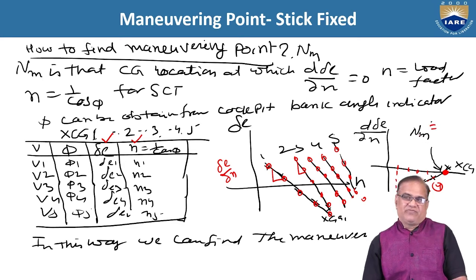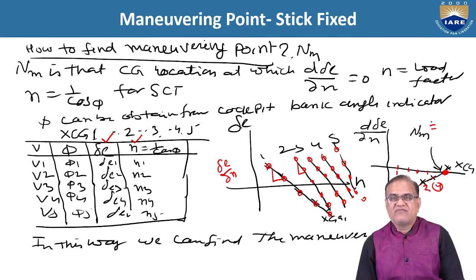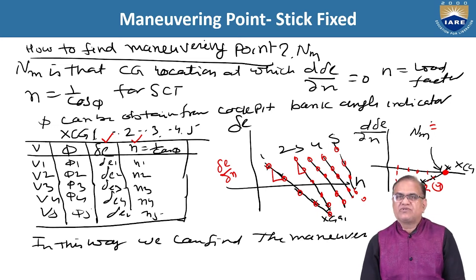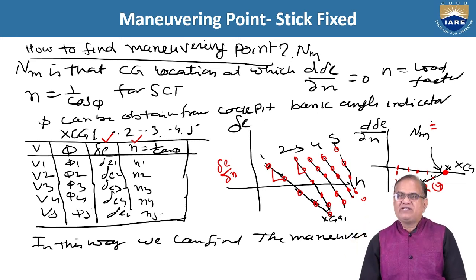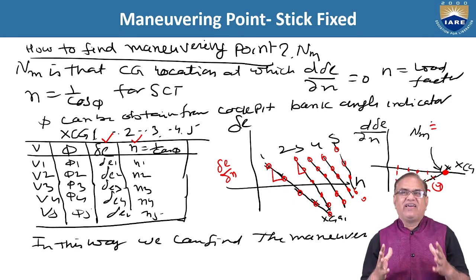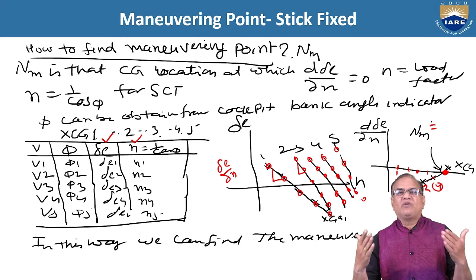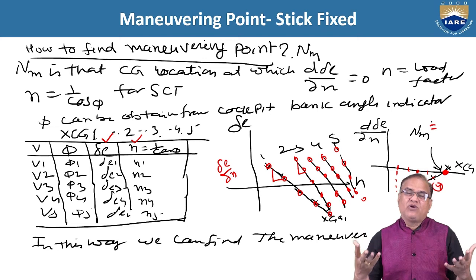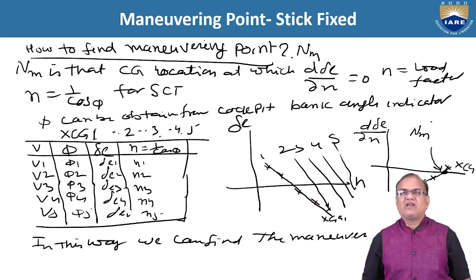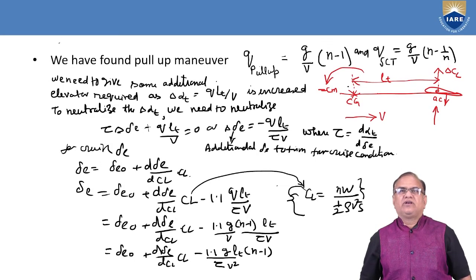maneuvering point NM. So like this, we can find out the aircraft maneuvering point, because this gives the ultimate location of the neutral point. Beyond that, your center of gravity should not go behind, or aft of, the neutral point. So it is very much essential for a designer, for an aeronautical engineer. Once you design the aircraft, you should make sure that your neutral point is known. And how to find it, I have explained. You can do some project or some research work on this.